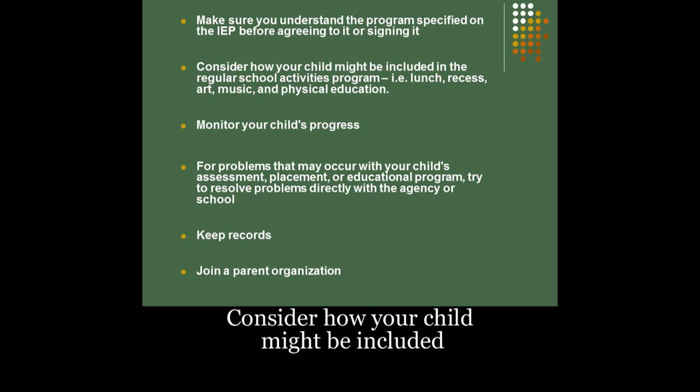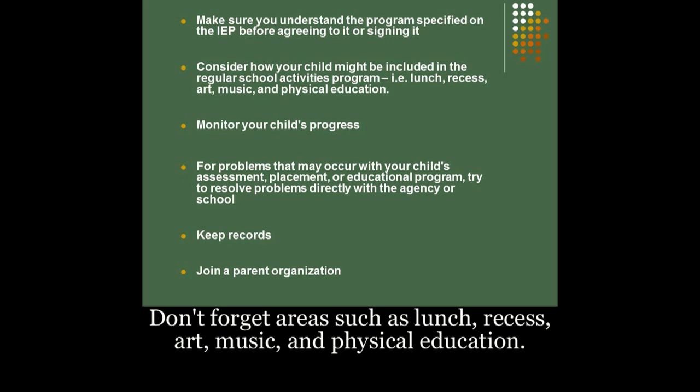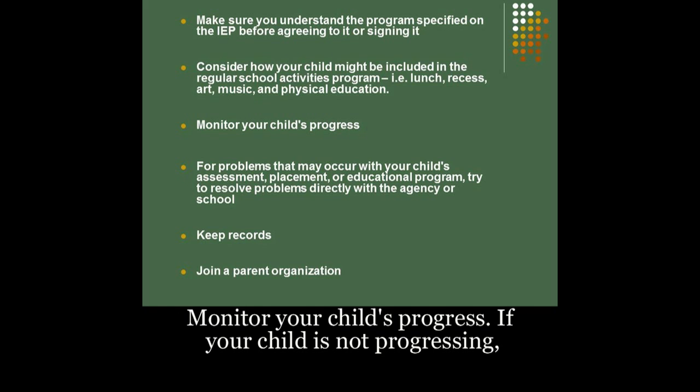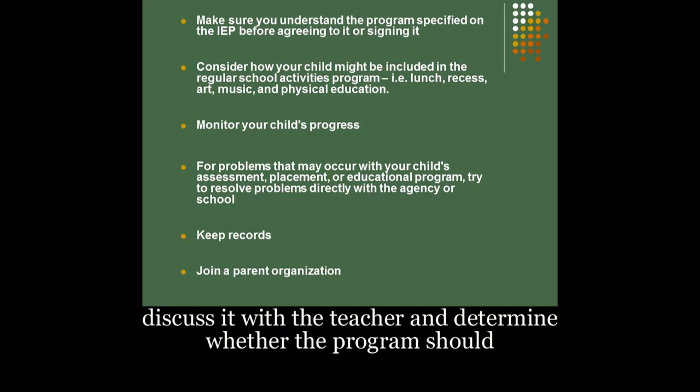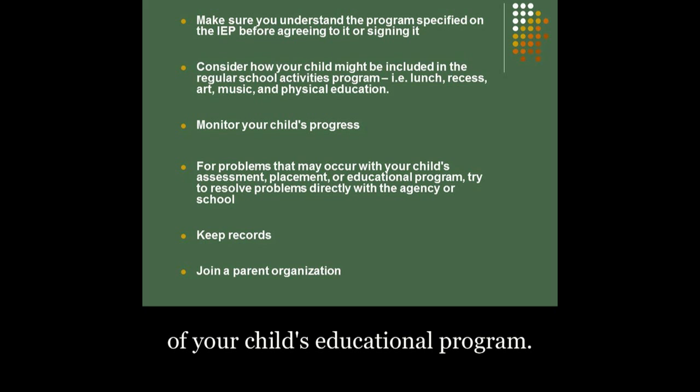Consider how your child might be included in the regular school activities program. Don't forget areas such as lunch, recess, art, music, and physical education. Monitor your child's progress. If your child is not progressing, discuss it with the teacher and determine whether the program should be modified. As a parent, you can initiate review of your child's educational program.